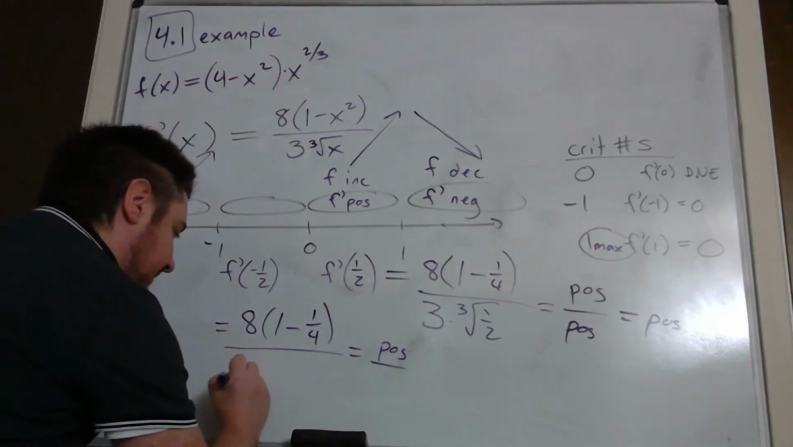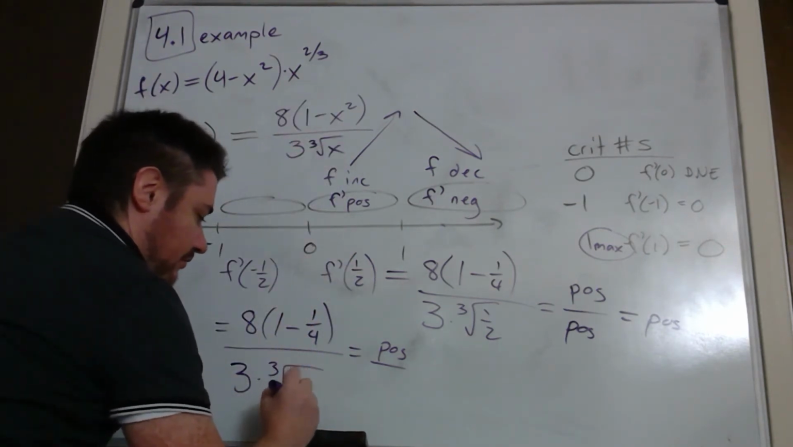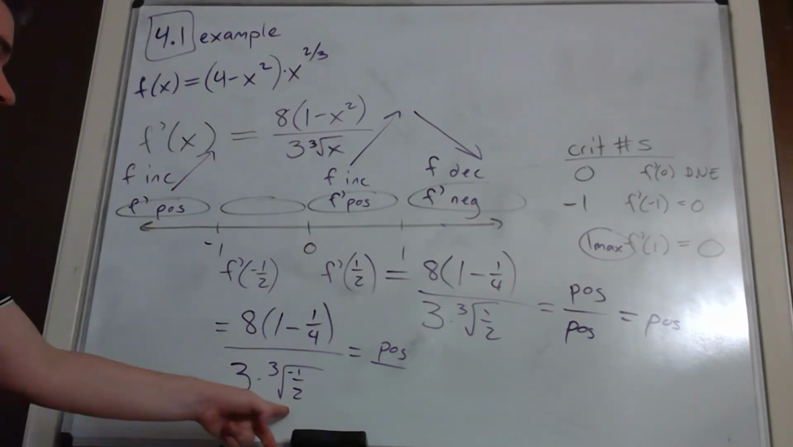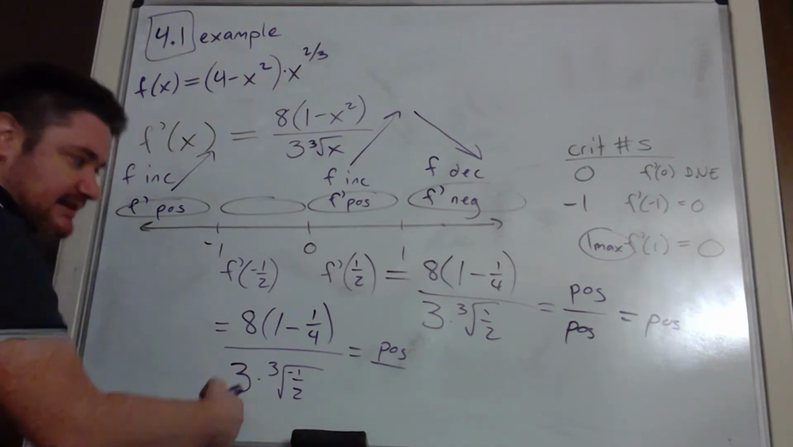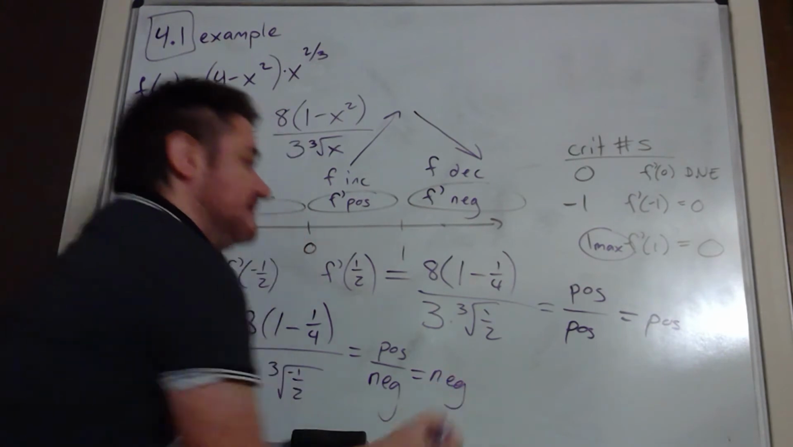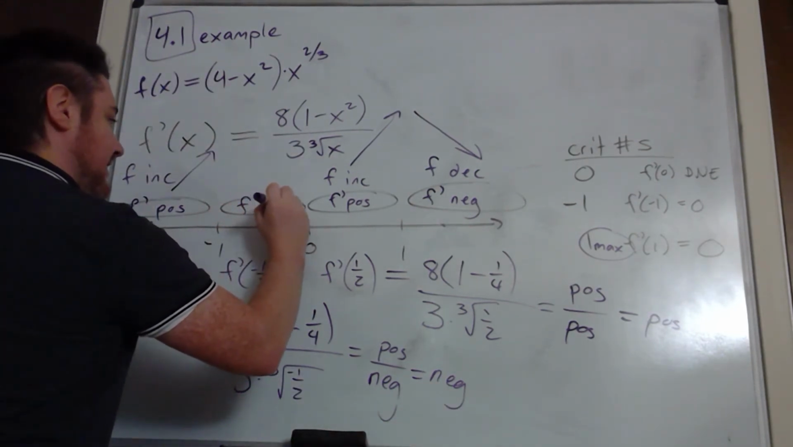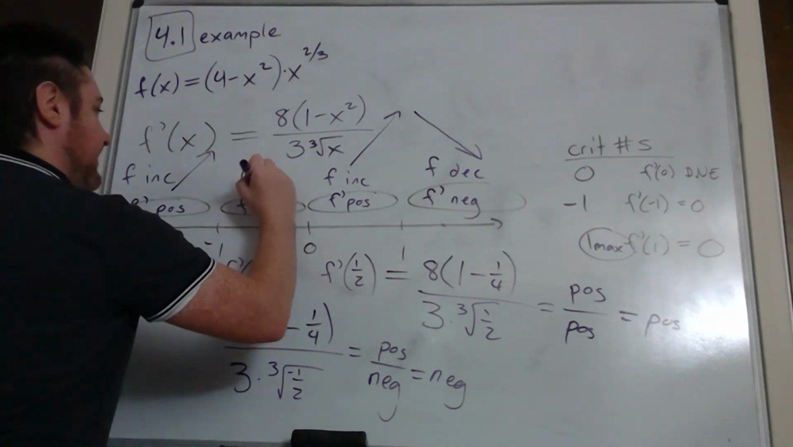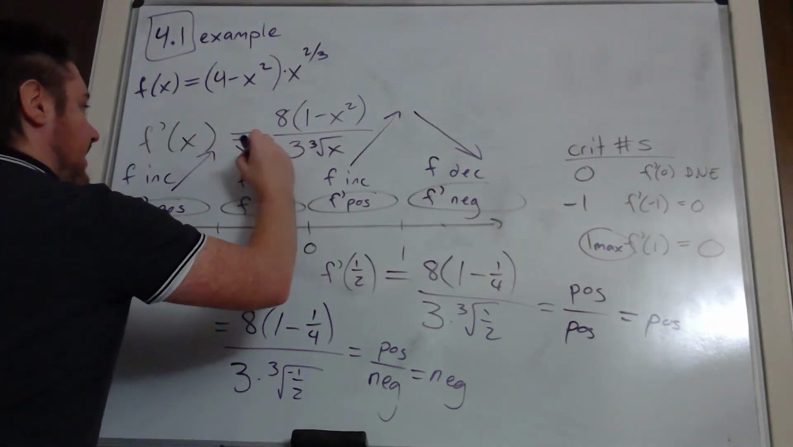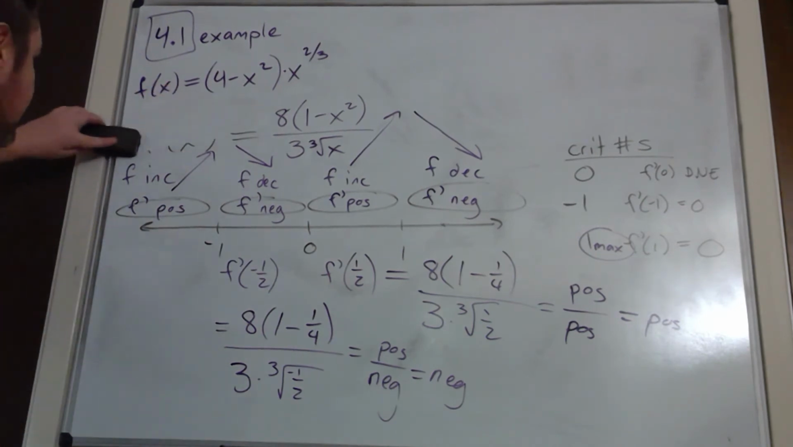Denominator 3 times cube root of a negative number, right? Negative 1/2. And cube root of a negative is a negative. Negative times positive is negative. Positive divided by negative is negative. Okay, so we got the opposite behavior here. So f prime is negative. F is decreasing. And so it looks like that. Okay, let me erase this derivative. It's in my way.